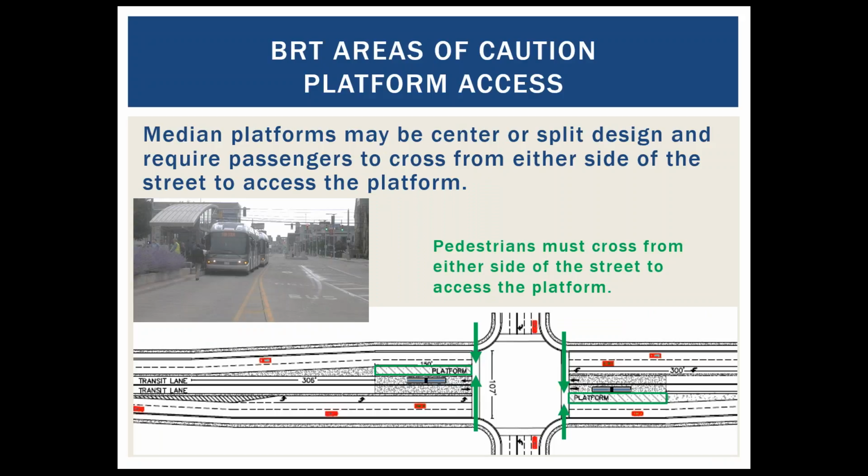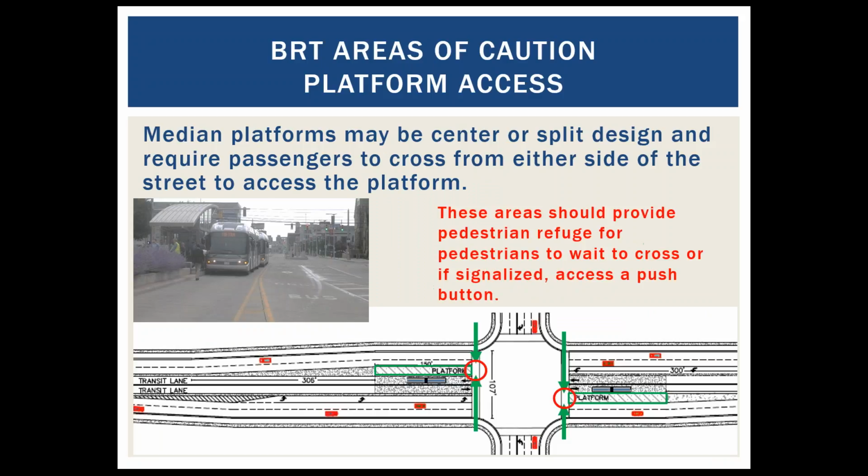Some areas of caution for platform access. Pedestrians have to cross from either side of the street when you're accessing a median platform. So the areas that are highlighted there in the red circles should provide that pedestrian refuge for pedestrians to wait or cross to push a button if signalized, and then access.